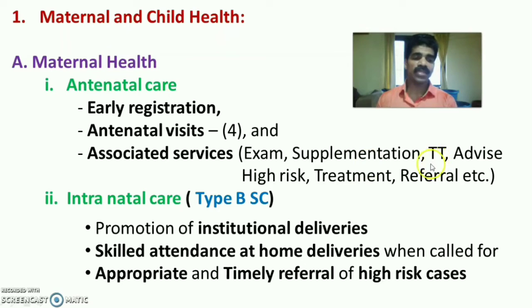Then TT, that is tetanus toxoid injection. Then antenatal advice, high risk detection, treatment for the anemia, etc. Then making referral if it is needed. So these are the associated services, the services in relation to antenatal care.